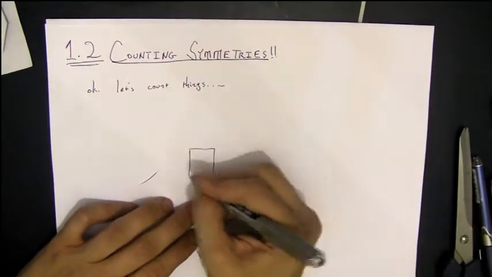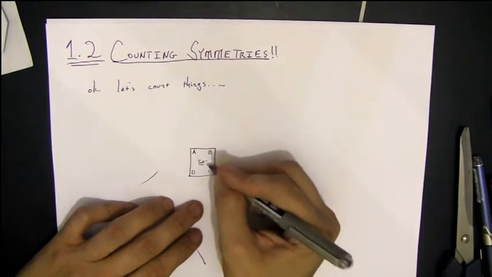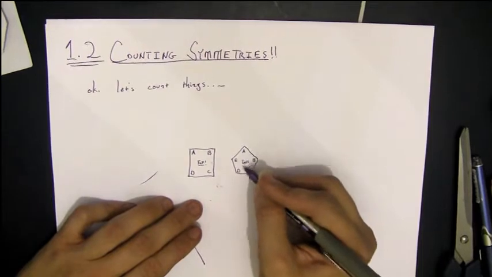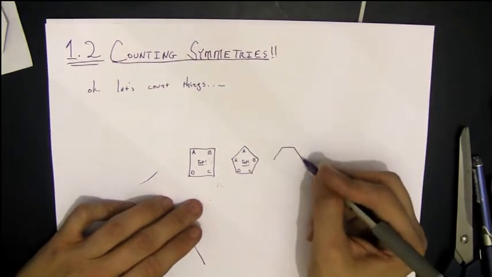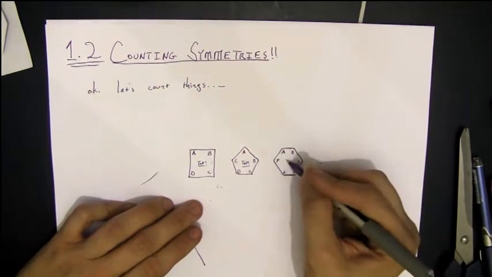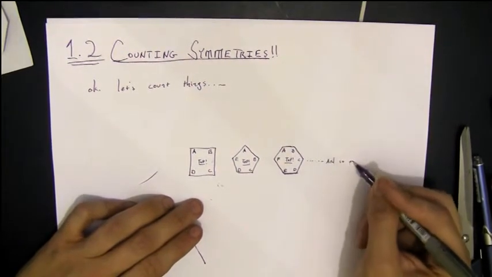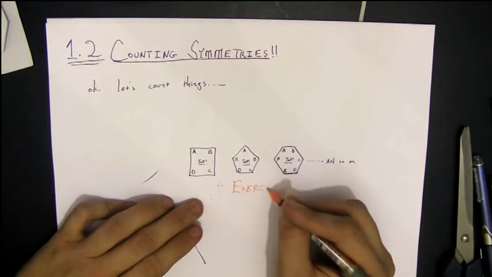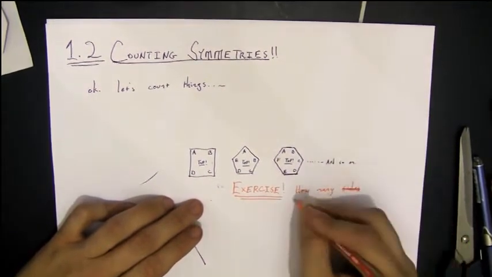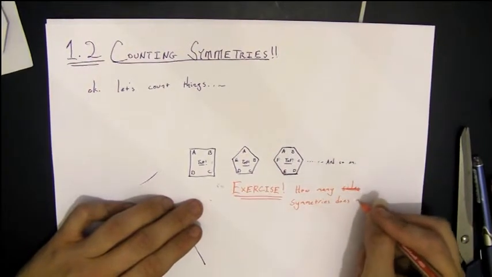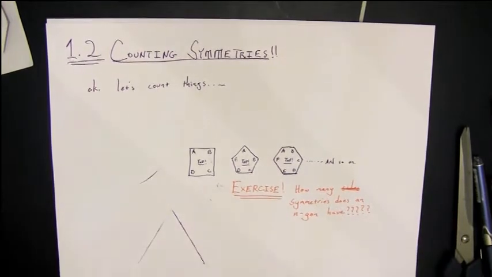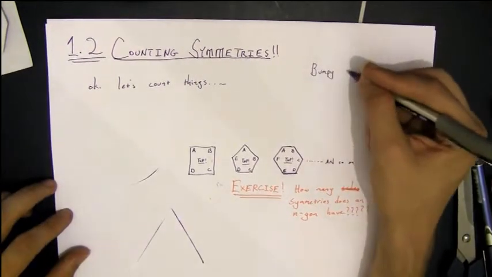But why stop at an equilateral triangle? We could also think about a square, or a pentagon, or a hexagon, or pretty much any polygon you want to. And in fact, I think this is probably a pretty good exercise. How many symmetries do you think an n-gon has, meaning a polygon with n sides? So for example, our square is a 4-gon, our pentagon is a 5-gon, and our hexagon is a 6-gon. So how many symmetries does each have?